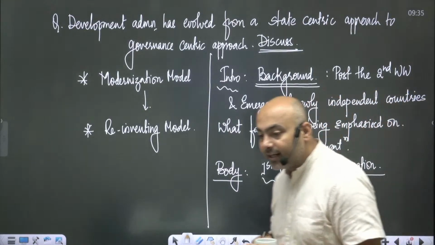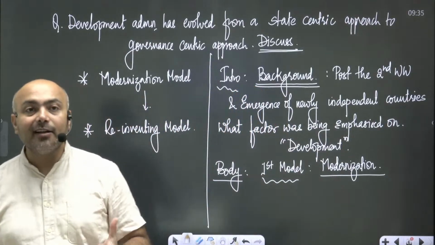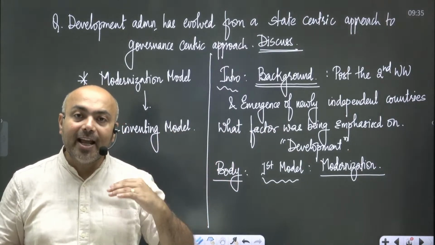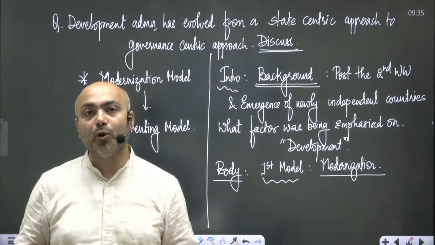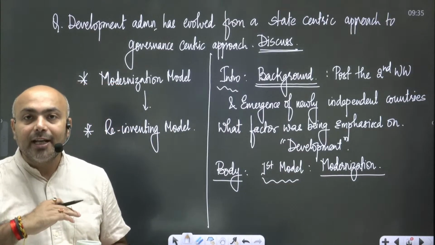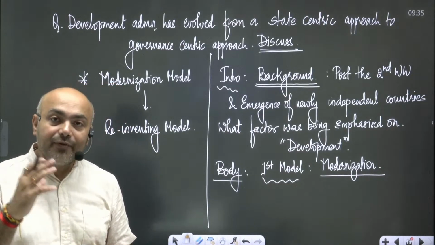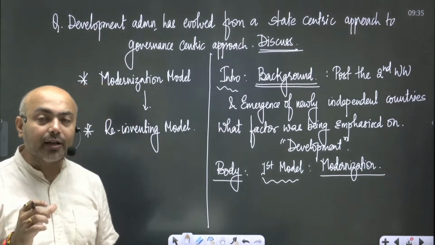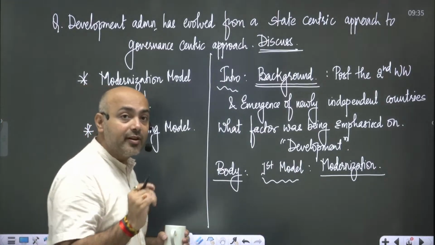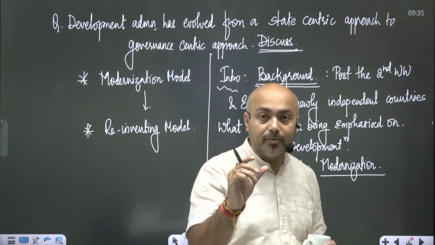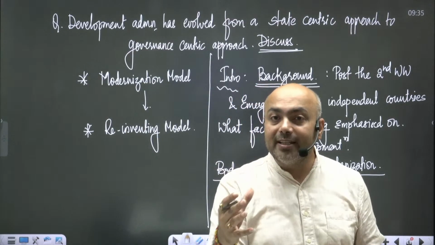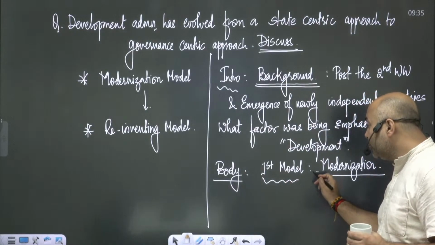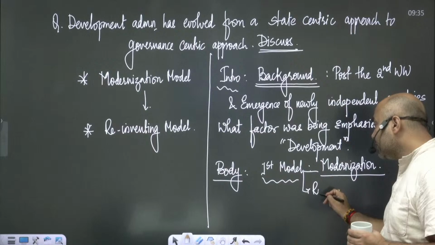Right? Also keep in mind that you have to see what the question is. Don't start writing everything that is there in the modernization model. You're not supposed to just keep on writing whatever we have read in the modernization model. You cannot write all those things. It's a 10 marker. You have to emphasize, first of all, what the modernization model was about, maybe two or three sentences.